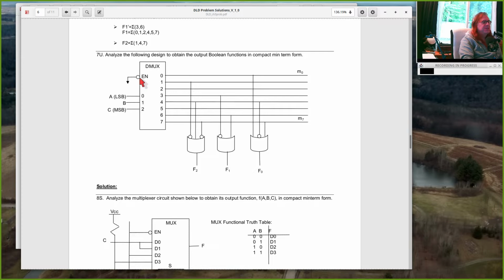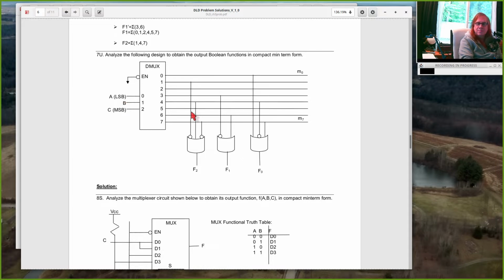So as long as the enable input is low, which it is, this doesn't affect anything. If A, B, and C are all 0, then the assumption is M0 is going to be a 1, everything else will be a 0. If A, B, C were all 1s, then M7 would be a 1, everything else would be a 0. So exactly one of these output lines will go high, all the others will stay low. The line that goes high is based on what the values of A, B, and C are.